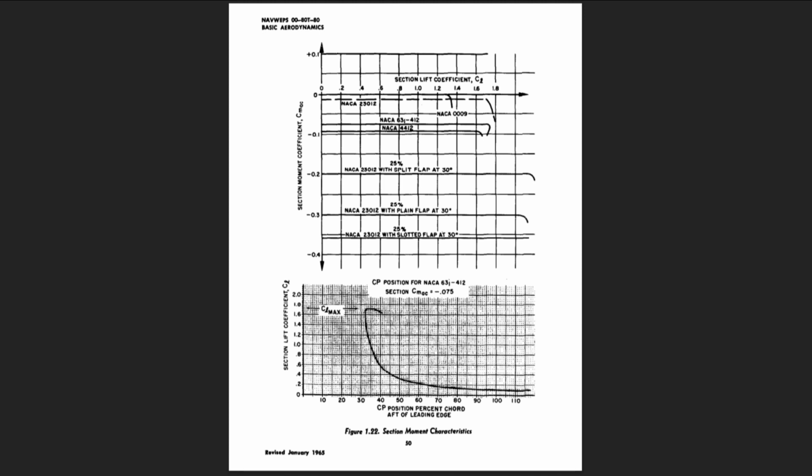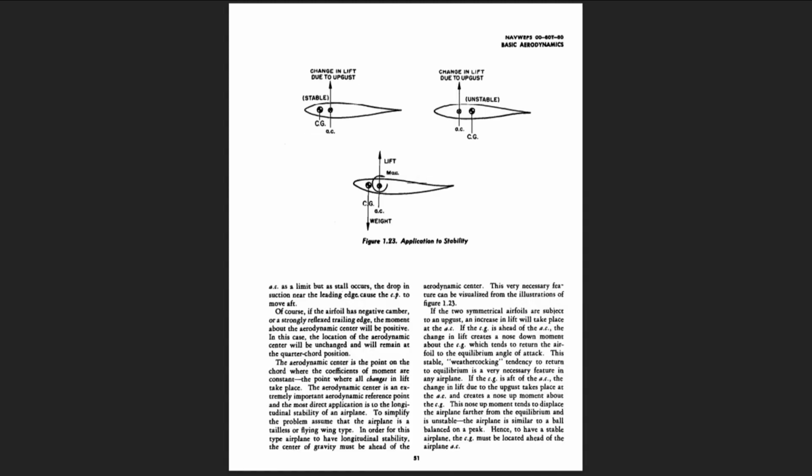Note that at low lift coefficients, the center of pressure is well aft, even past the trailing edge, and an increase in cl moves the CP forward toward the AC. The CP approaches the AC as a limit, but as stall occurs, the drop in suction near the leading edge causes the CP to move aft. Of course, if the airfoil has negative camber, or a strongly reflex trailing edge, the moment about the aerodynamic center will be positive. In this case, the location of the aerodynamic center will be unchanged and will remain at the quarter chord position. The aerodynamic center is the point on the chord where the coefficients of moment are constant, the point where all changes in lift take place.